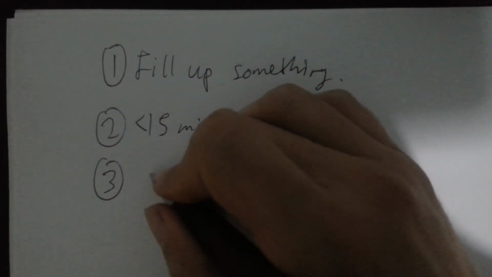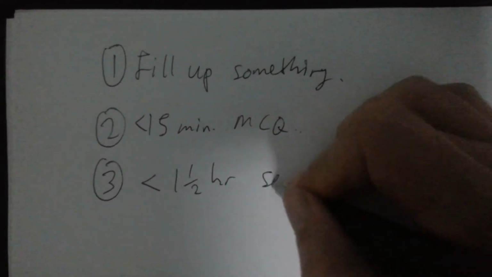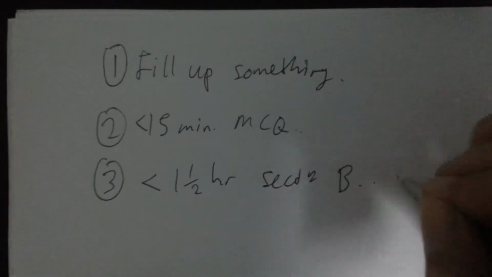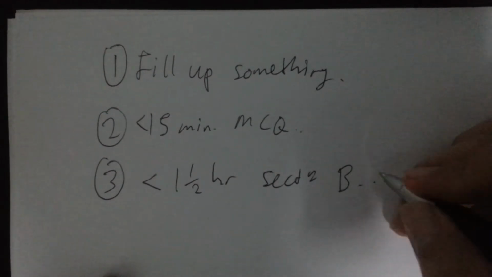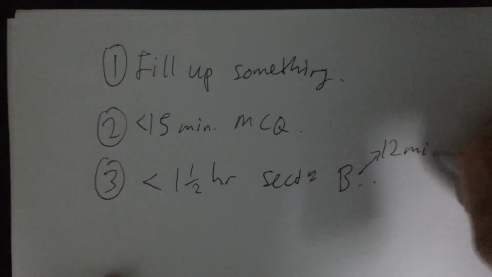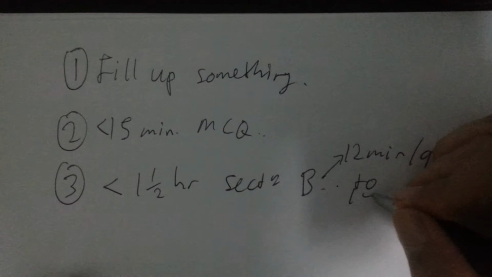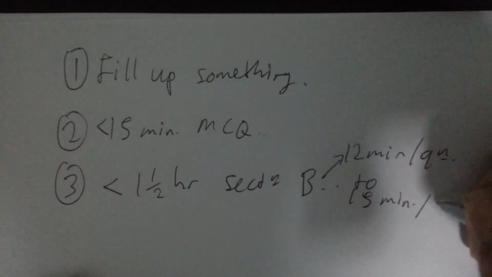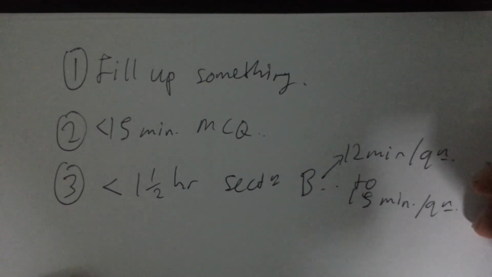And ensure that you spend approximately 1.5 hours for your section B questions. Okay, which means that in section B you have very limited time. For each question you have maybe about 12 minutes per question. Maybe to the maximum of perhaps 15 minutes. You don't really have a lot of time. Alright? So I hope that you do not end up doing badly because you overspend time.